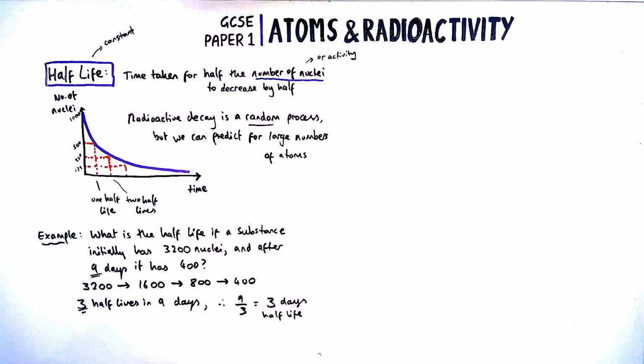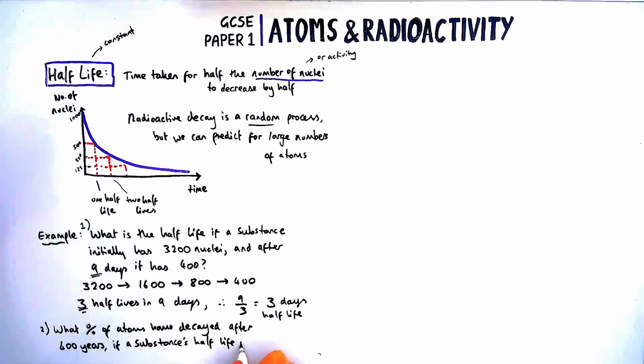That means that in 9 days, 3 half-lives means that 1 half-life is going to have a half-life of 3 days. In example 2, it says what percentage of atoms have decayed after 400 years if a substance's half-life is 100 years. So we've got to figure out, after 400 years, if the half-life is 100 years, how many half-lives is that? So 400 divided by 100 gives you a half-life number of 4.